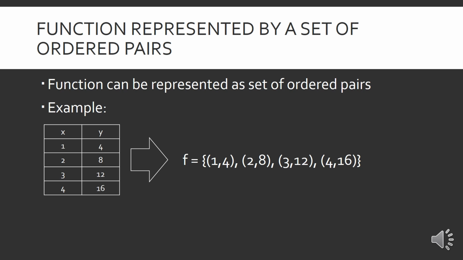A function can be represented by a set of ordered pairs. So we can convert this table as a set of ordered pairs enclosed in a pair of brackets. First ordered pair, we have 1 and 4. Second ordered pair, we have 2 and 8. Third, 3 and 12. Fourth, 4 and 16.